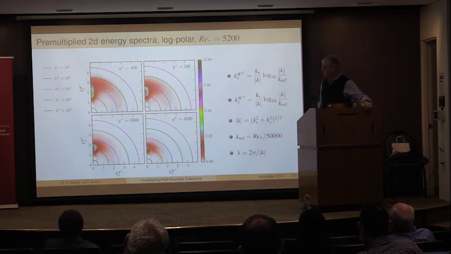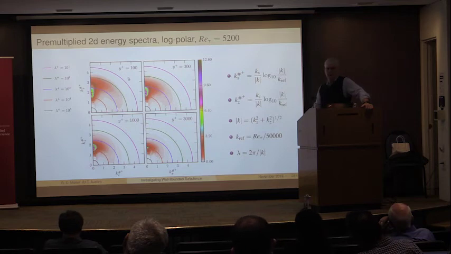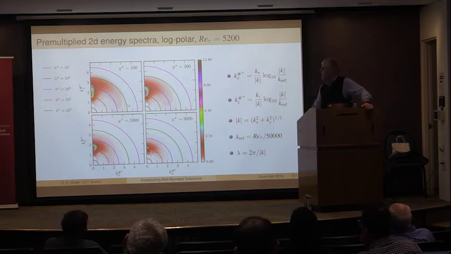Okay. So I showed you what happens as a function of Reynolds number in these sort of spectral plots. And by the way, how long do we have? Okay, very good. That's perfect.